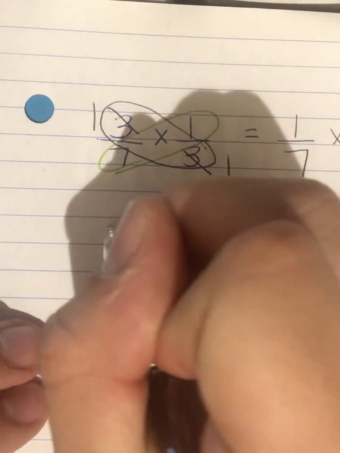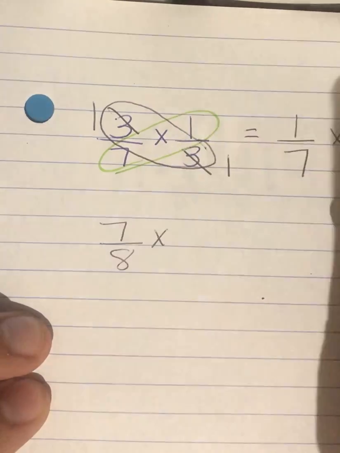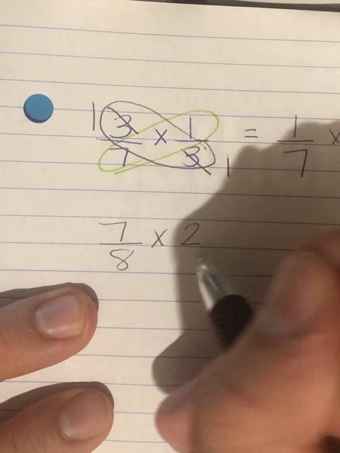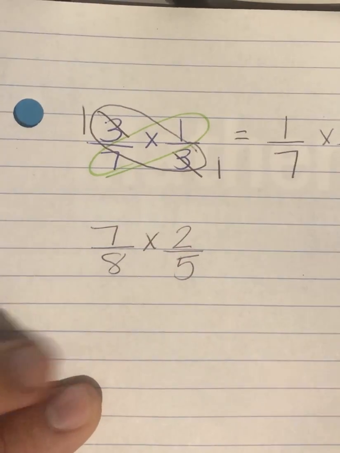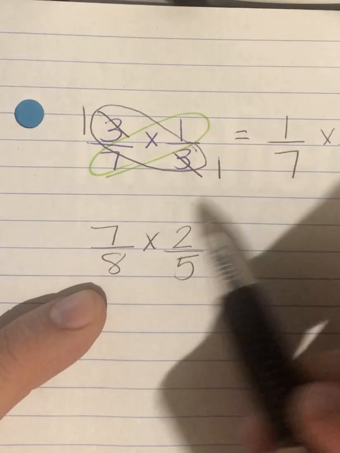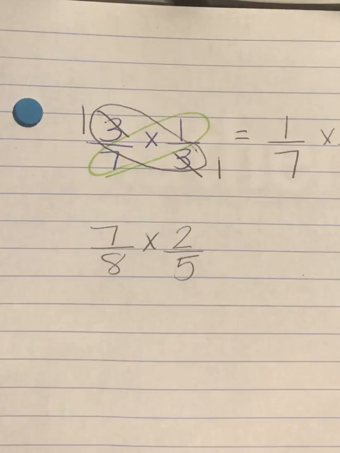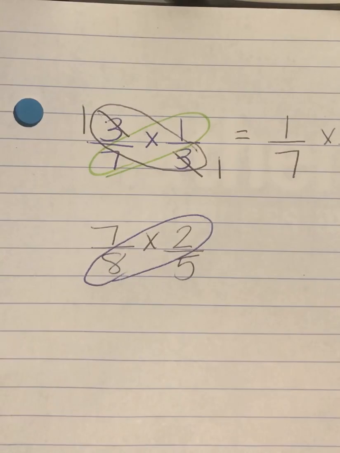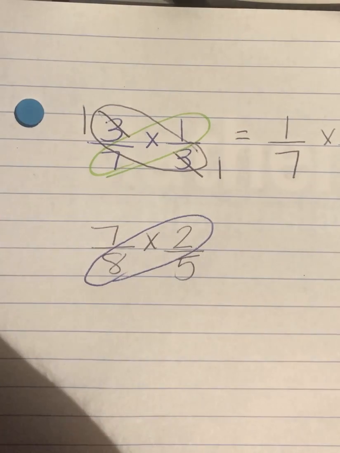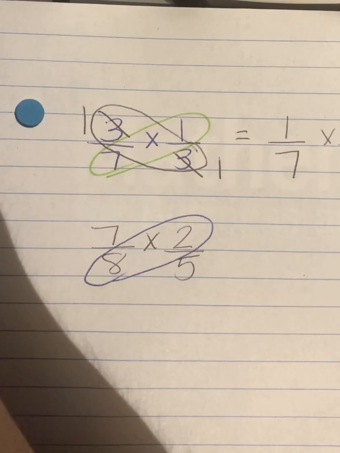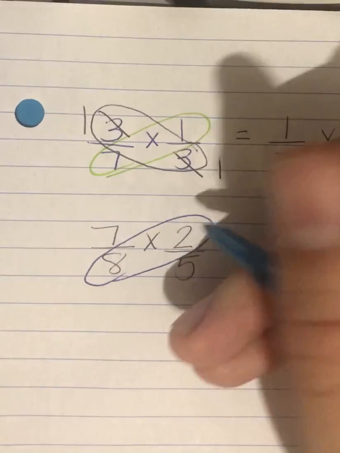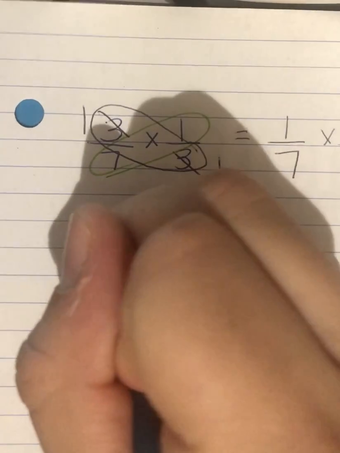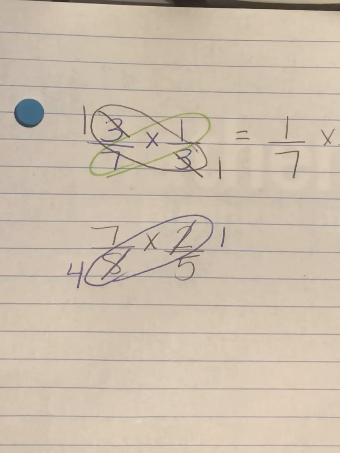Let's do 7 over 8 times 2 over 5. So step 1 is to circle the first pair of opposite numerators and denominators. In this case, it doesn't matter where I begin, so I'm going to begin with 2 and 8. I'm going to ask myself, do 2 and 8 have a common factor that I can divide both by? And the answer is yes. 2 divided by 2 is 1. 8 divided by 2 is 4. Am I done? No, because I have to repeat.